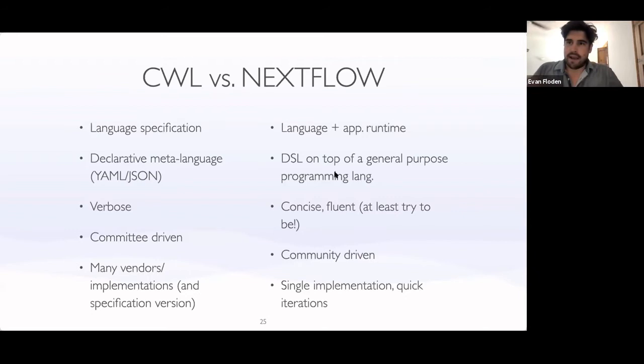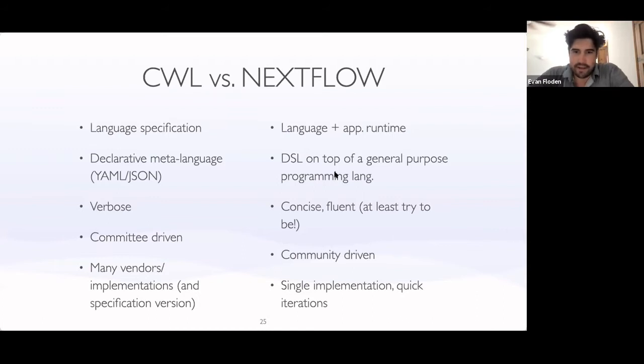The other thing is CWL is more of a meta language. You're writing things in JSON, declaring these, whereas Nextflow is a DSL, a domain-specific language written on top of Groovy, which is a kind of Python version of Java almost. It makes it very easy to write. Hopefully you'll see that Nextflow looks a lot more concise and is easy to read, and that Nextflow is really community-driven.